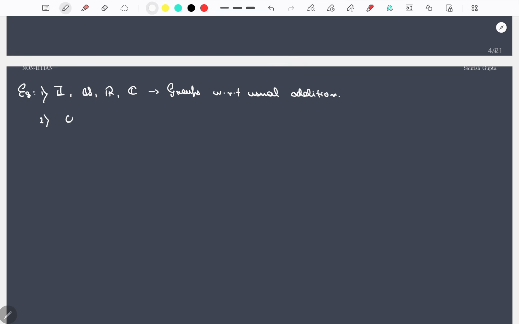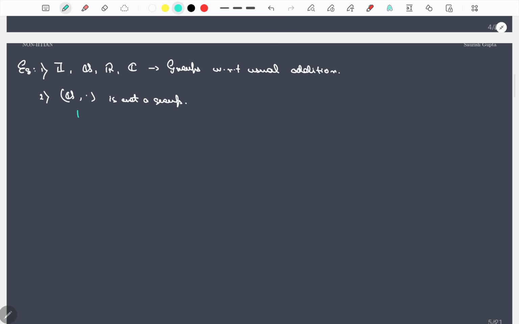Secondly, observe that Q with respect to the usual multiplication is not a group. And the reason is pretty simple. When we are talking about Q as a multiplicative group, the identity element would surely be 1, because 1 times any rational number results in the same rational number, and a rational number times its usual inverse results in 1. So it abides by the definition of identity.